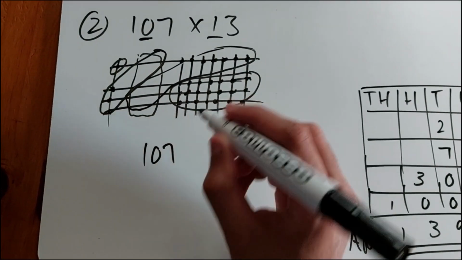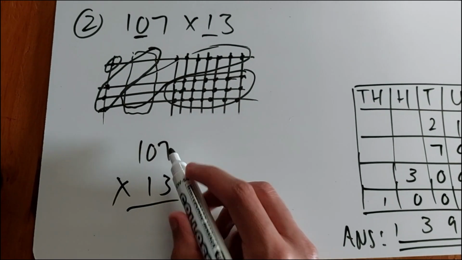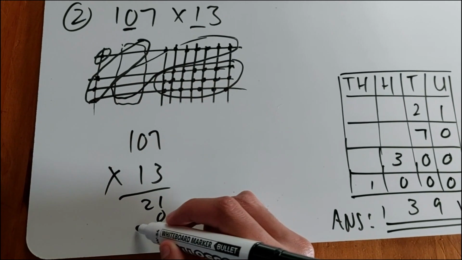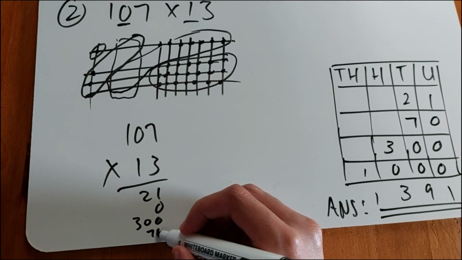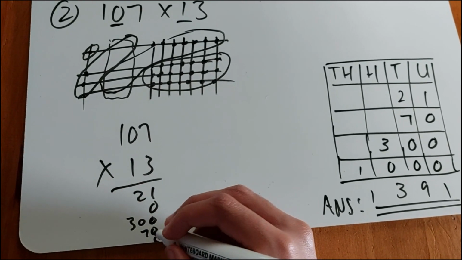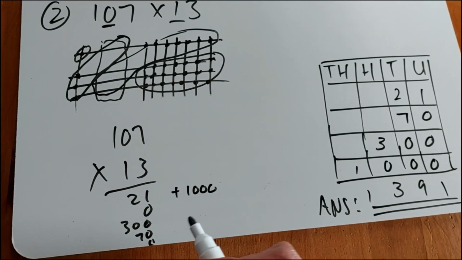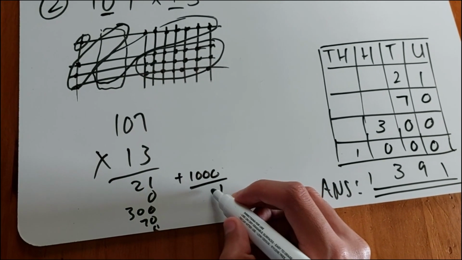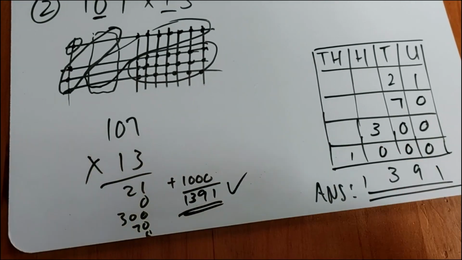Let me quickly check. 7 times 3 is 21, then 0, 300, 70, 1000 plus 1000. Over 1000, we have 1931. The answer is correct.